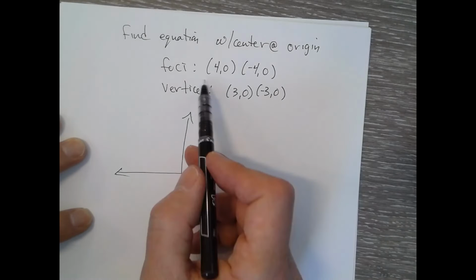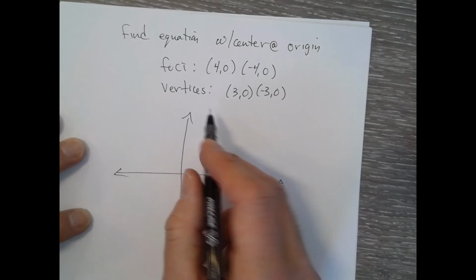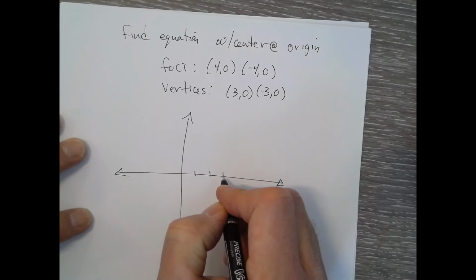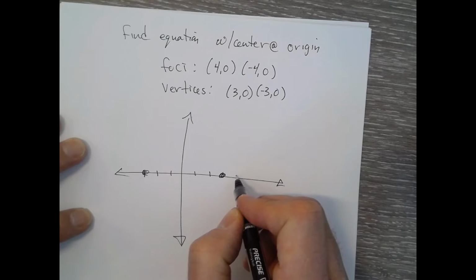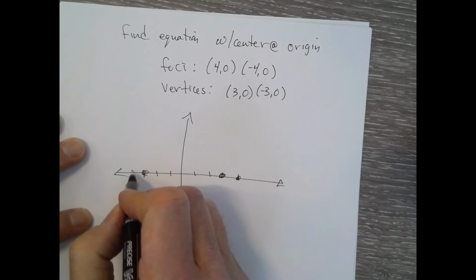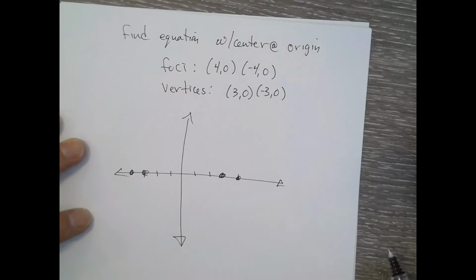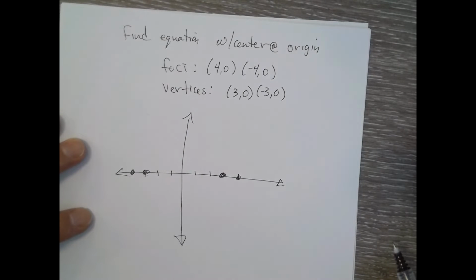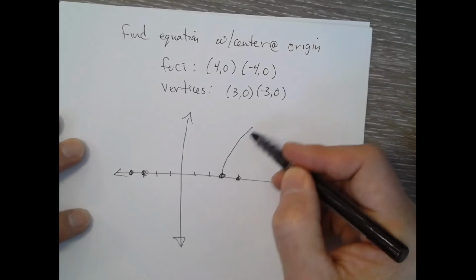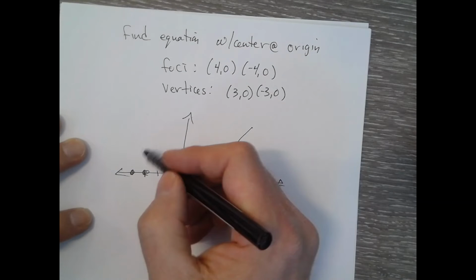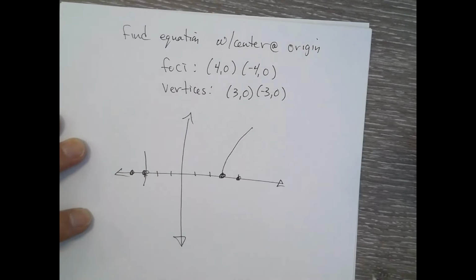So foci are at (4, 0), vertices are at (3, 0). 1, 2, 3, there's a vertex. If I go one more, that's a focus. So is this going to go open left, right, or up, down? Left, right, very good, because this is the vertex. It's going to go like this, and it's going to go like this. I'm going to wait to draw it completely here.